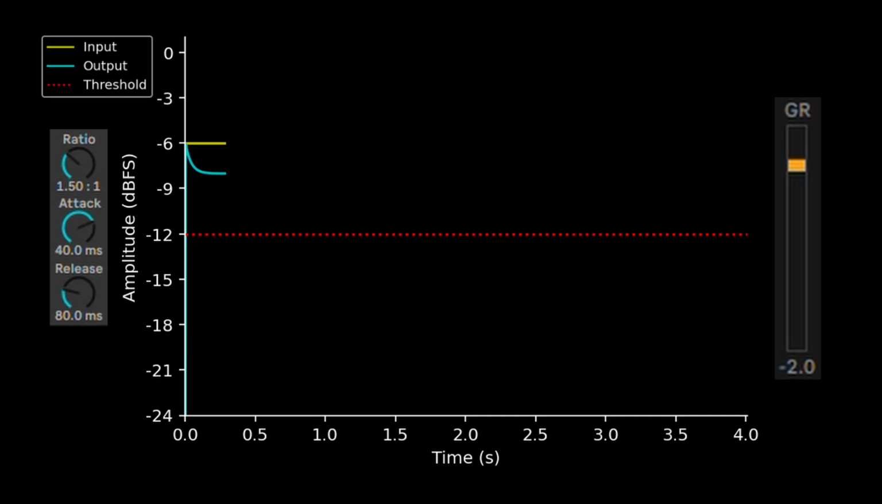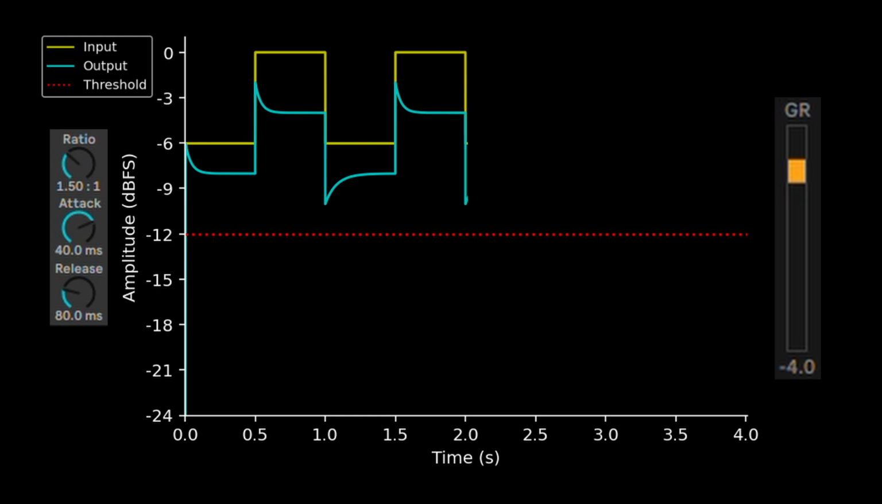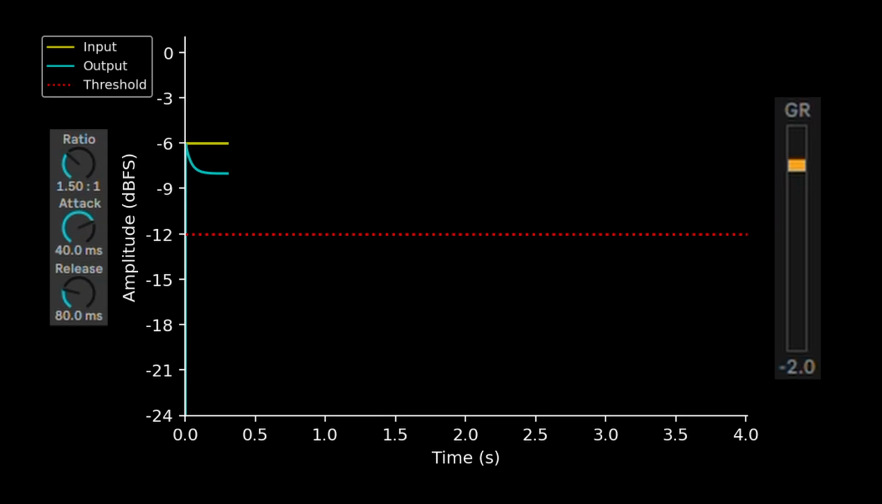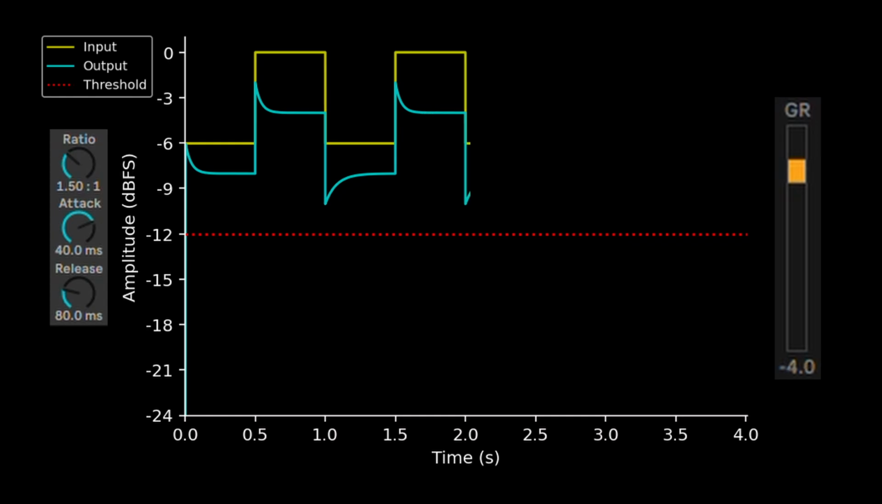Let's play that a little slower now. As expected, the amount of gain reduction oscillates between 4 and 2 dB. Importantly, you can see that attack is engaged whenever there is an increase in gain reduction from 2 to 4 dB, and release is engaged whenever there is a decrease in gain reduction from 4 to 2 dB, regardless of whether the input signal crosses the threshold.